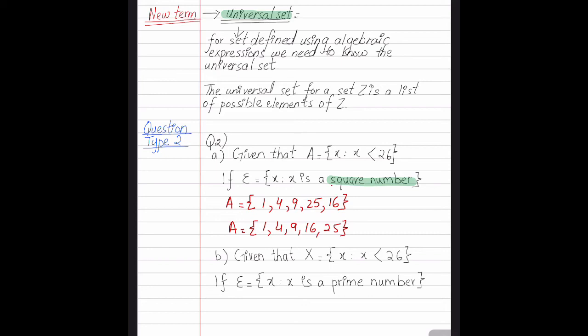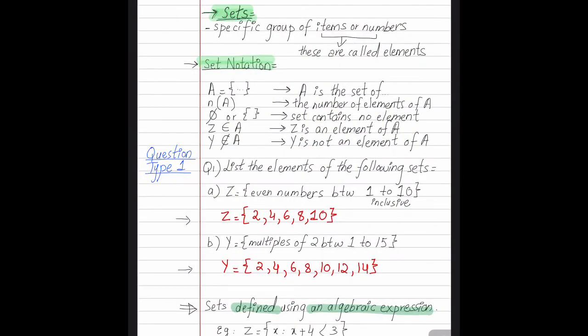Okay. X is a prime number and it is less than 26, so let's write the elements of set X. Okay, 1 is not a prime number, 2 is a prime number, 3 is a prime number, 4 is not, 5 yeah, 7, 9 no, 10 no, 11, 13, 14 no, 15 no, 16, 17 yeah, 18 no, 19 yes, 20, 21, 22, 23 yes, 24, 25 no.